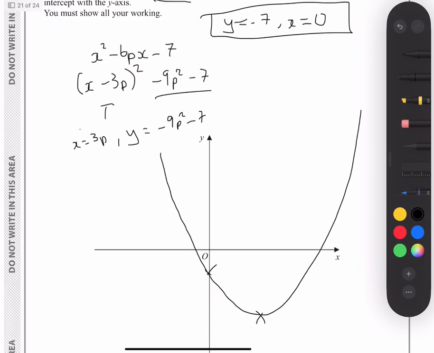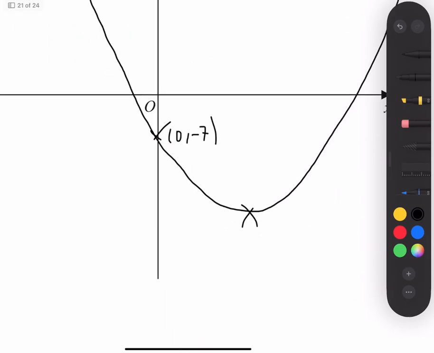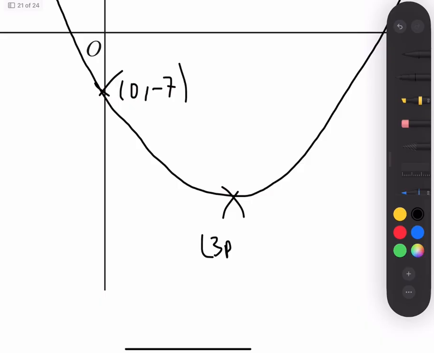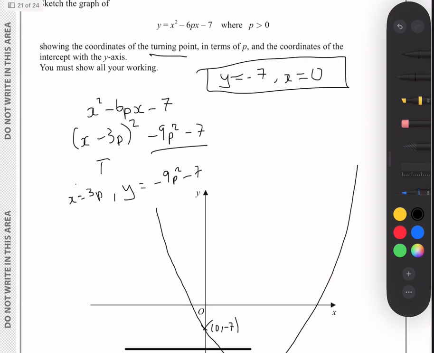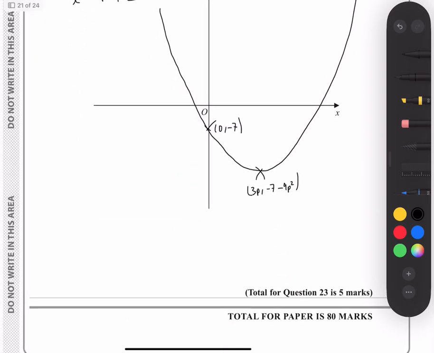So we need our coordinates: 0, minus 7, and 3p, minus 7 minus 9p squared. Double check. Yeah, that's everything we need, and we're done.